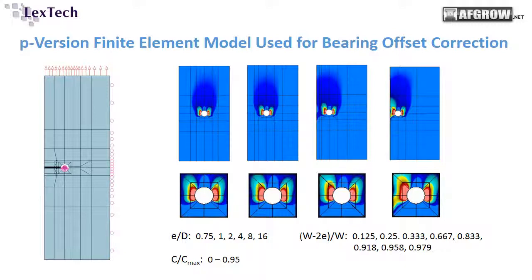In this case, we looked at edge distance to diameter of 0.75, 1, 2, 4, 8, and 16. Crack length of project max from 0 to 0.95. And this parameter, W minus 2E, the edge distance over W, gives you the idea of how much offset there is.